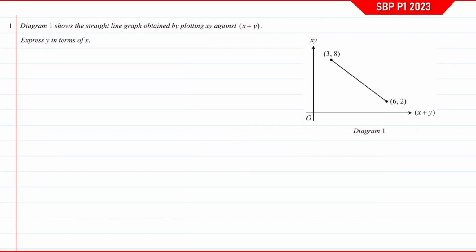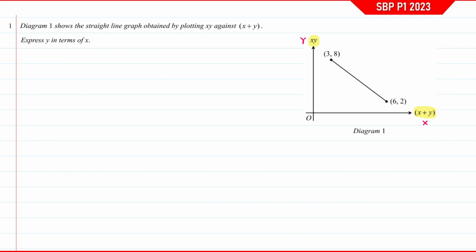Question number 1. Diagram 1 shows the straight line graph obtained by plotting xy against x plus y. Express y in terms of x. In linear law, what is labeled on the y-axis will be the capital Y, and the variable labeled on the x-axis will be the capital X.